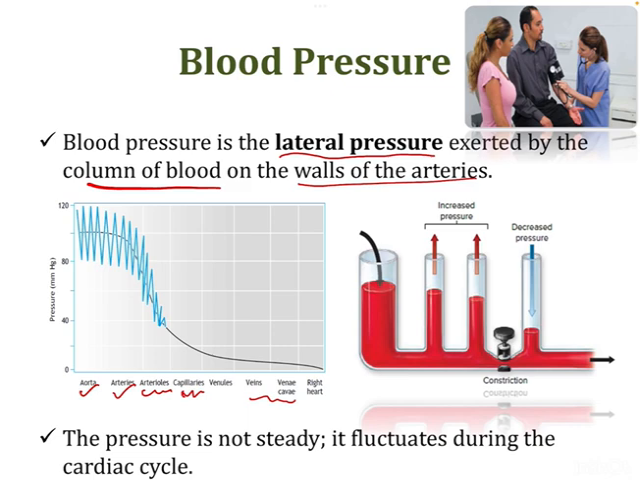So in this diagram, it shows the effect of vasoconstriction on the blood pressure. A constriction increases the blood pressure upstream, which is analogous to the arterial pressure, while it decreases the blood pressure downstream, which is analogous to the pressure measured at the level of capillaries and veins, which is less. The blood pressure is not this steady. It fluctuates during the cardiac cycle.